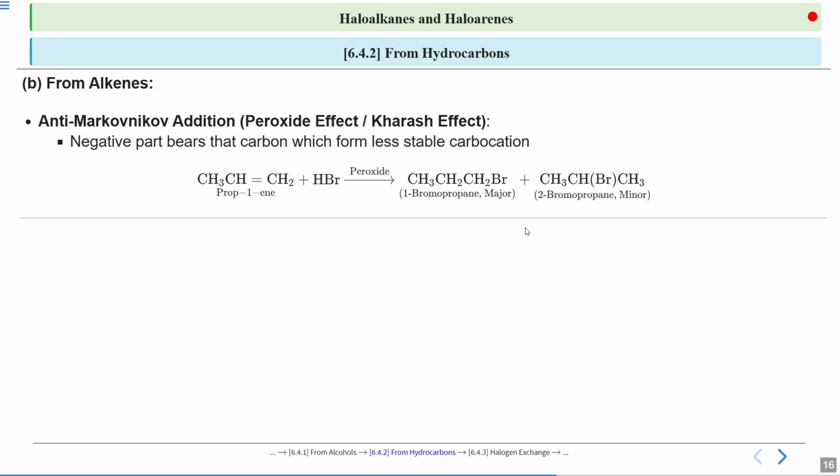Okay. So the Markovnikov and anti-Markovnikov addition rules are the rules that you are going to follow when you are reacting alkenes with hydrogen halides to get your product as alkyl halide.